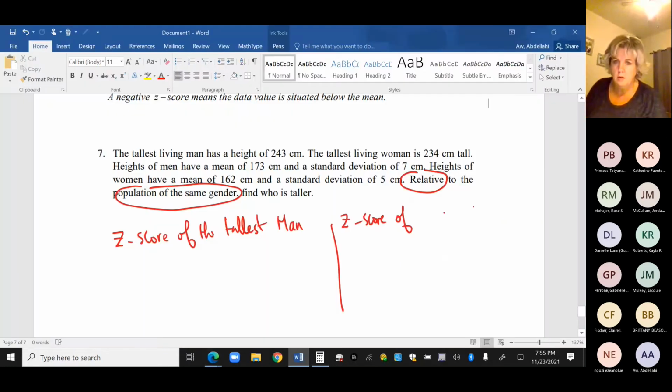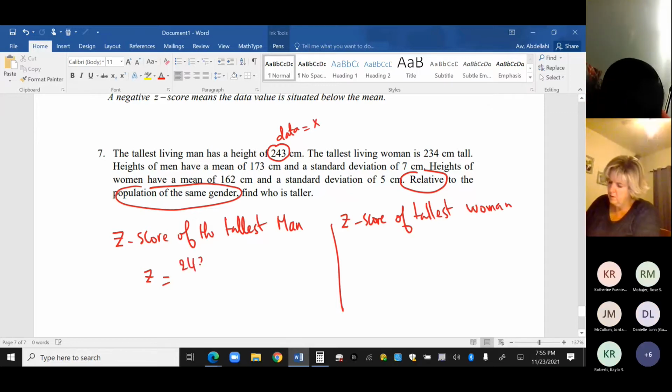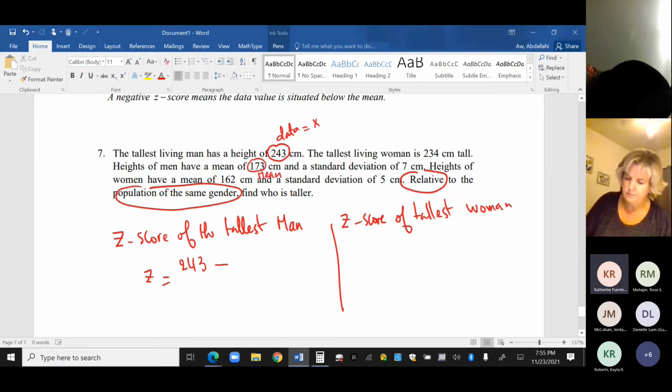All right, so the z-score of the tallest woman. We're going to calculate the two z-scores. The formula is actually very simple. The z-score is equal to the data, this is x, 243, minus the mean, 173, divided by the standard deviation, 7.